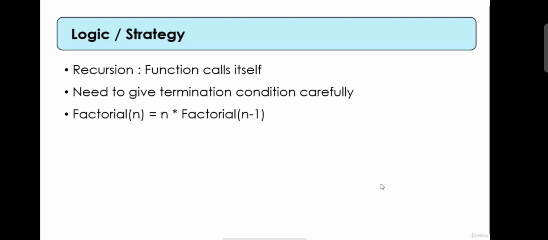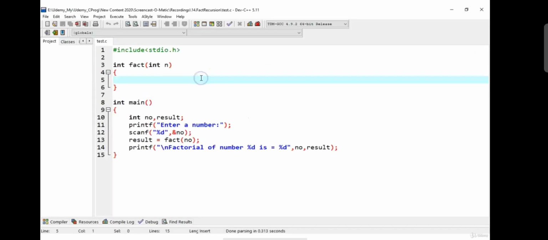In case of factorial, the recursive formula to find out the factorial is like this. Factorial of n equal to n multiplied by factorial of n minus 1. With this background, let's go ahead and implement the code for finding out the factorial of given number using recursion. So template code is ready with me.